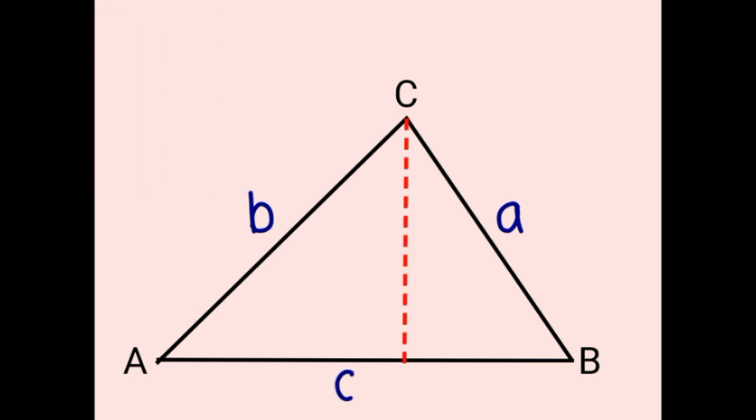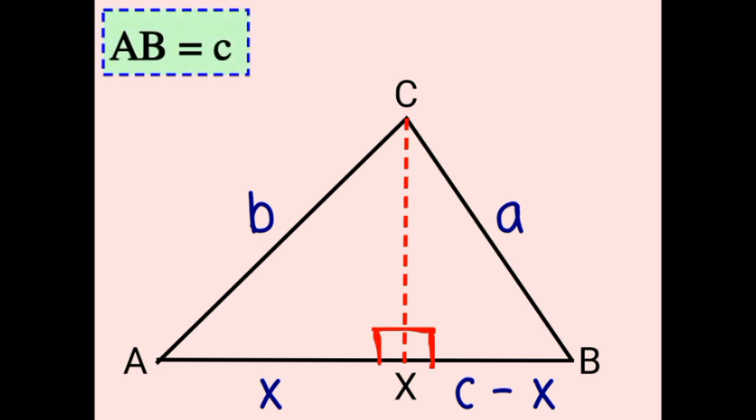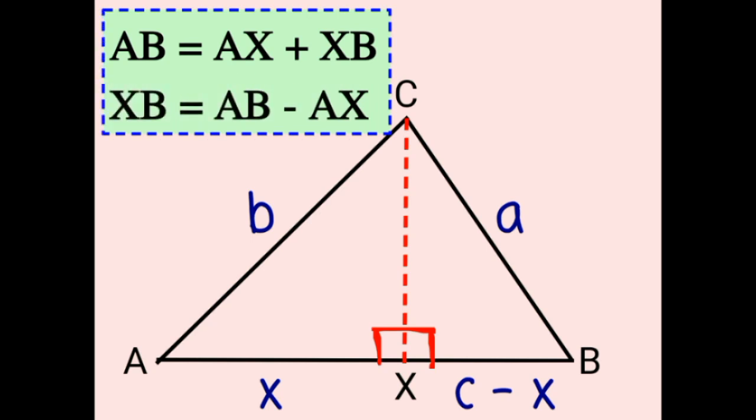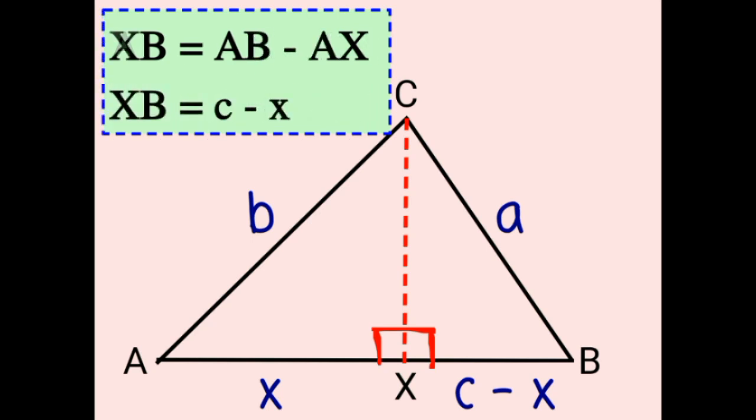So now we can divide this triangle into two right angle triangles. Let's label this point X. As you can see here, there are two right angle triangles. Now let's say the length of AX is x. So the length of XB is c minus x, as the length of AB is c. This is because AB equals AX plus XB, so XB equals AB minus AX, which equals c minus x.